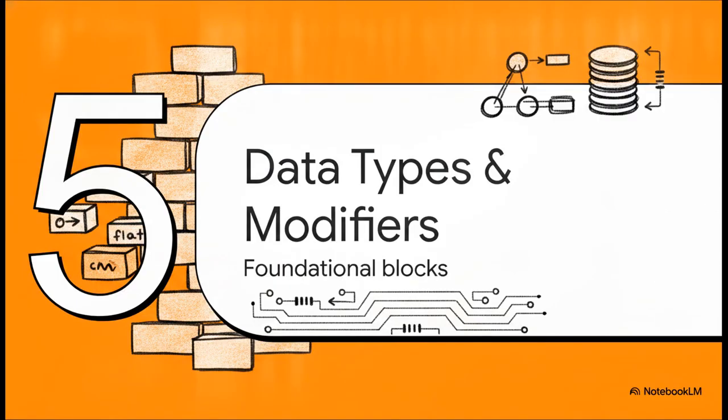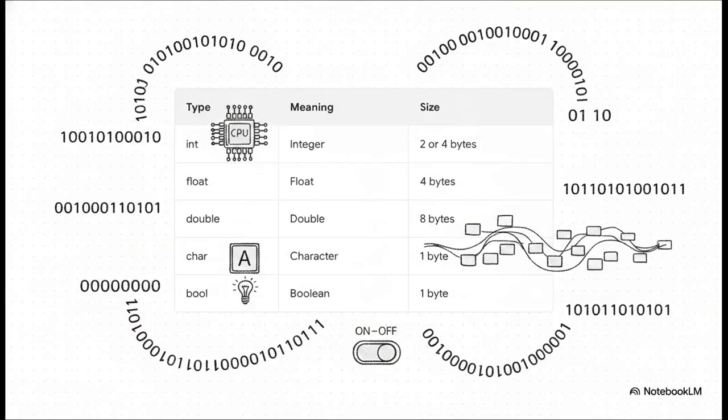Let's jump to Section 5, Data Types and Modifiers. Grasping the byte sizes of primitive types is absolutely critical for writing memory-efficient C++ applications. For instance, an integer typically takes 4 bytes of memory, whereas a double, which we use for larger decimal numbers, takes up 8 bytes. A Boolean, or a standard character, just 1 byte. Knowing these sizes really helps you design classes that don't just wildly waste system memory.